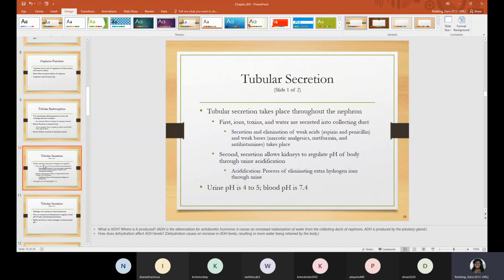Examples of that would be narcotic analgesics, metformin, and antihistamines. Now, the second secretion allows for the kidneys to regulate the pH of the body through urine acidification. Acidification is a process of eliminating extra hydrogen ions through the urine. When it comes to the urine, the pH is about a 4 to 5. And as I talked to you earlier about what the neutral value of pH should be, blood pH is 7.4.